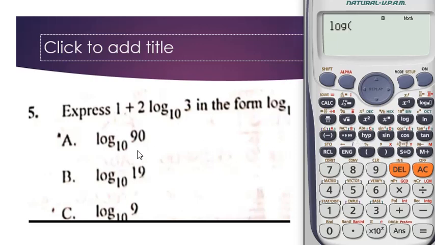Let's start from here. This is log to base 10, so we have log 90. You could notice that the answer is A, because it gave us 1.95. Let's check for B and see whether we'll get 1.95. B is log 19. That's not the right answer, and the same applies to C. Only A gave us 1.95, so the correct answer is A. Now let's proceed.